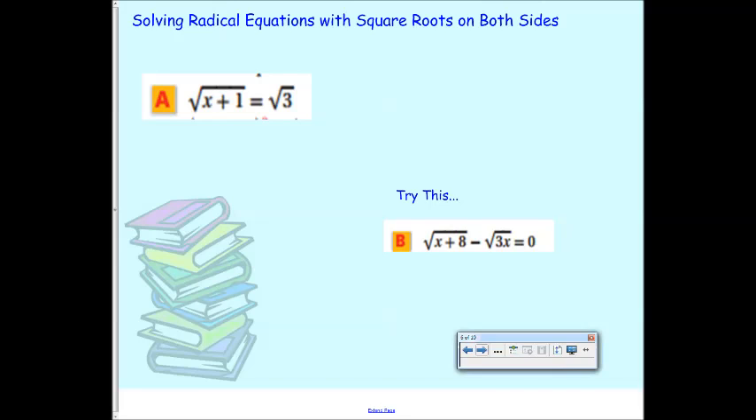Get rid of them. So if I square this and I square this, what happens to both my radicals? They go away. So really, what do I have left? Equals 3. Good. And then how would I finish that? So x equals 2. Perfect. Okay? So if there's a square root on both sides, you still square it.